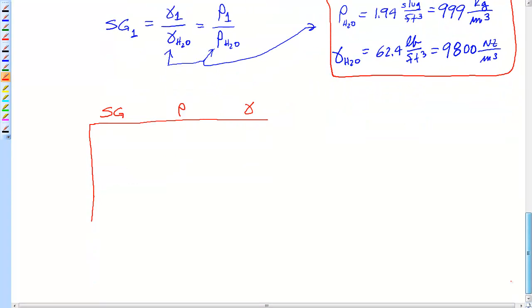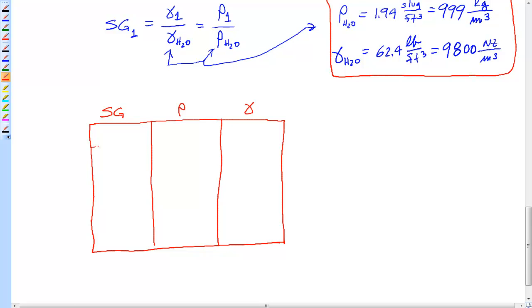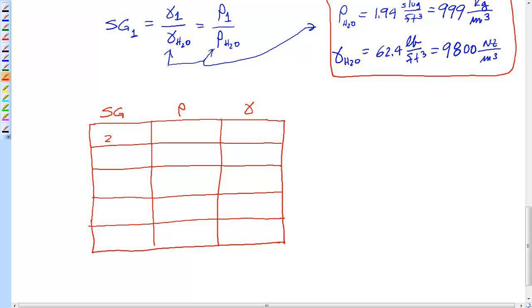And say this table went down the page and someone just filled it out. And we're going to go through the process of just filling this in. 2.0, 13.6. This, by the way, is mercury. Mercury is 13.6 times heavier than water. Let's say 0.7 slugs per cubic foot.